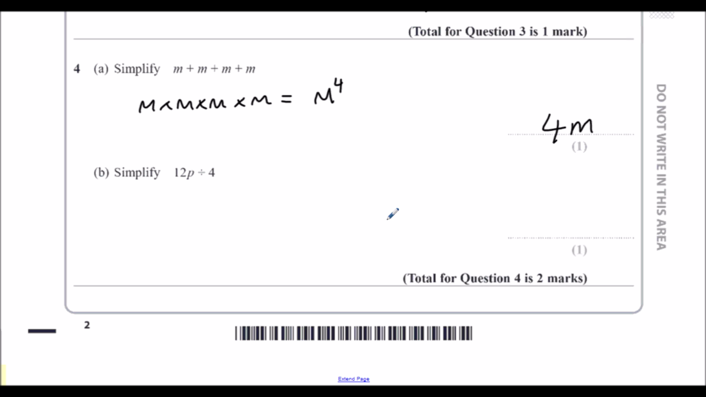Part B, simplify 12p divided by 4. So 12p shared out between 4. 12 divided by 4 is 3. So 12p divided by 4 is 3p.